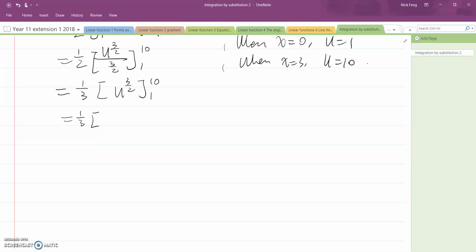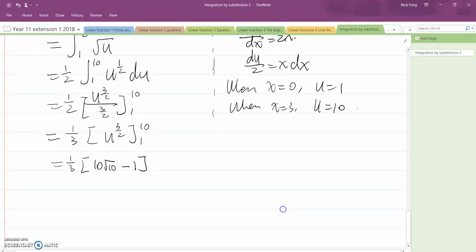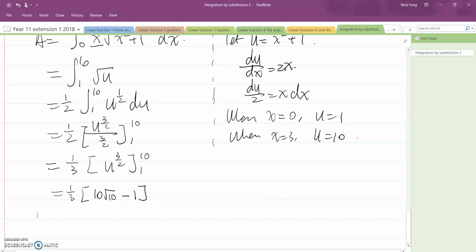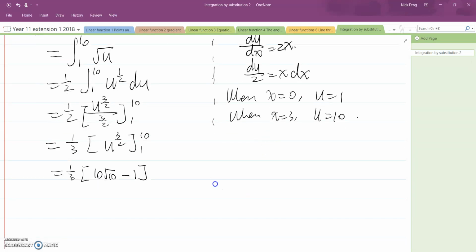So continue. Substitute this 10 in, that gives you 10 to the power 3 on 2. That's root 10 to the power 3, that gives you 10 root 10 minus 1. Therefore, well, that's the answer basically. So that's the end of the question, using integration by substitution to deal with this integral. And don't forget, we're looking for area. So it's unit square.